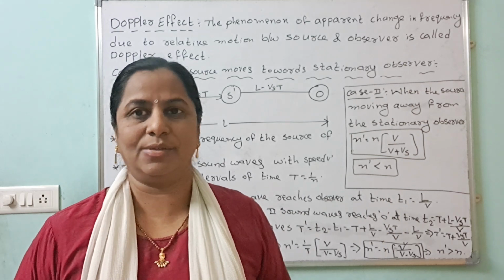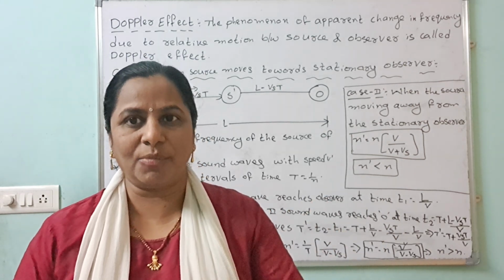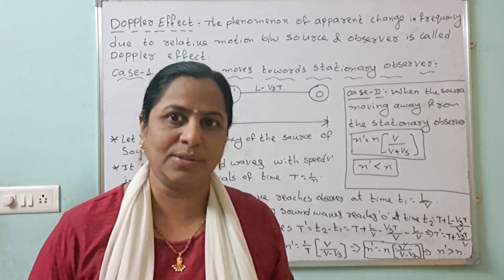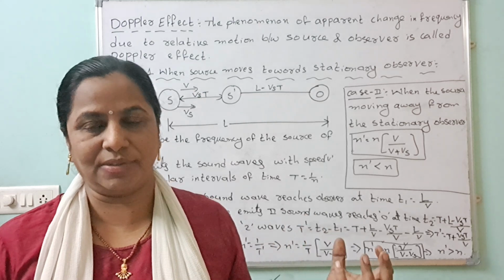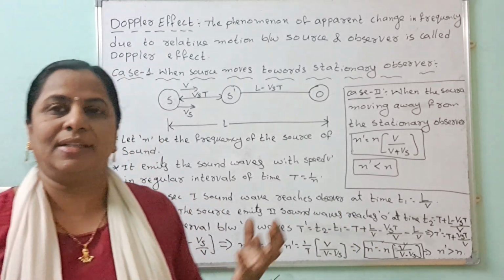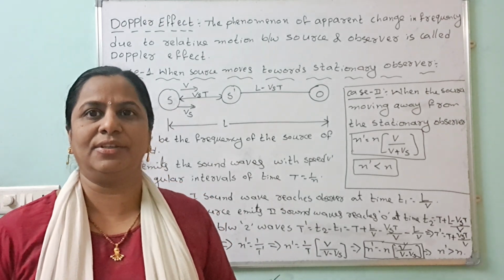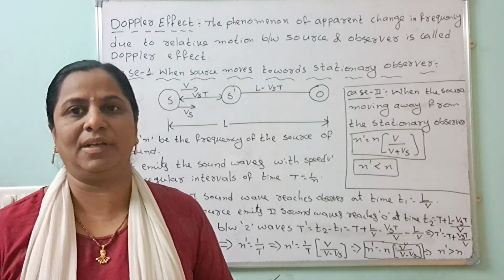Sound is decreasing. So this type of apparent change in frequency is due to what? Either you are moving towards the train or the train is moving towards you, or both are moving away from each other. We should observe this. This is called the Doppler effect. Finally, the apparent change in the frequency due to relative motion between the source and observer is called the Doppler effect.